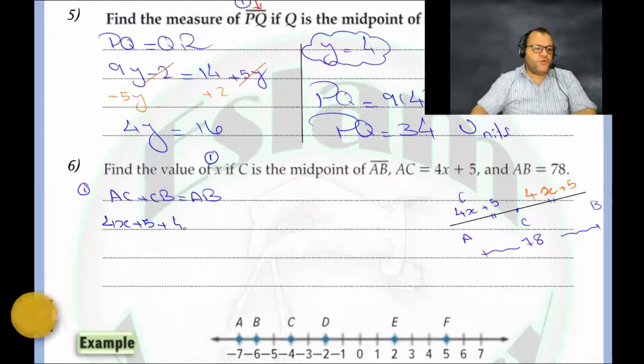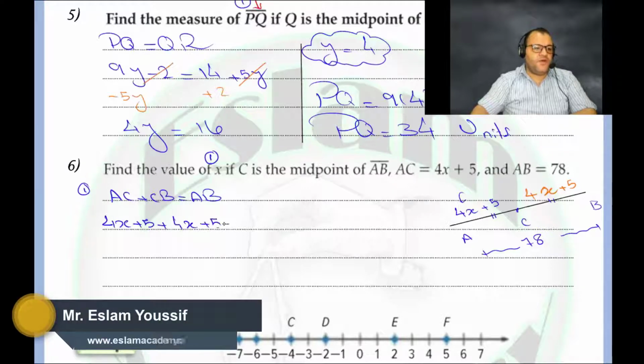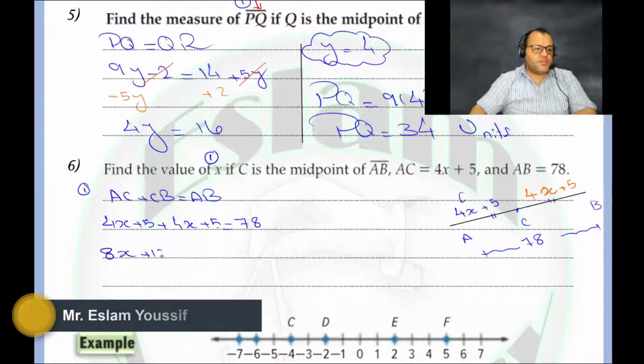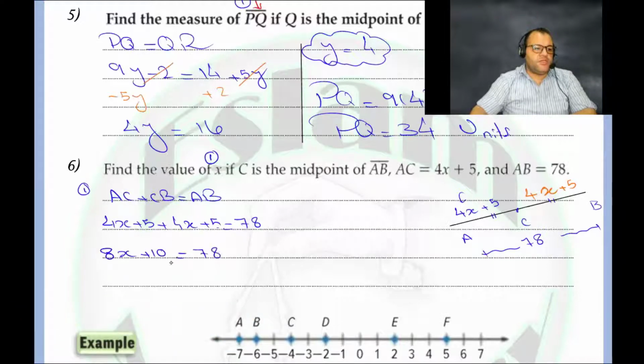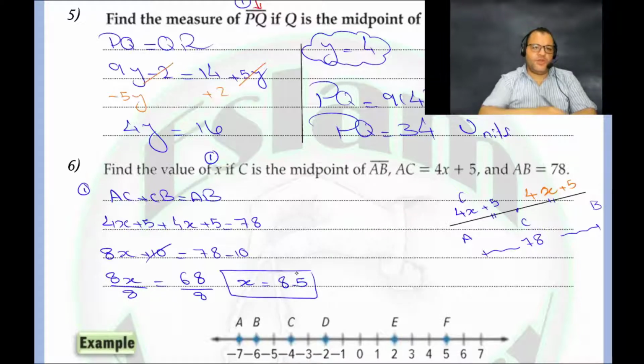plus 4x plus 5 is equal to 78. Which is 8x plus 10 is equal to 78. By subtracting 10, 8x is equal to 68. So x is equal to 68 divided by 8. It means x is equal to 8.5. Can we find it with another way?